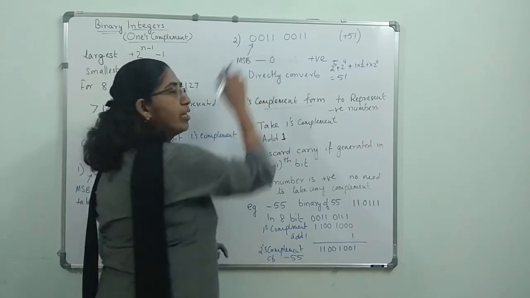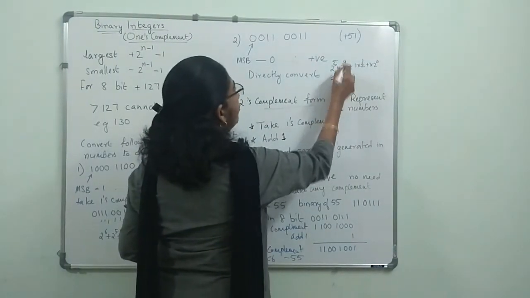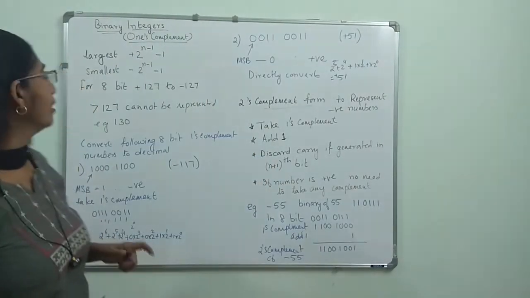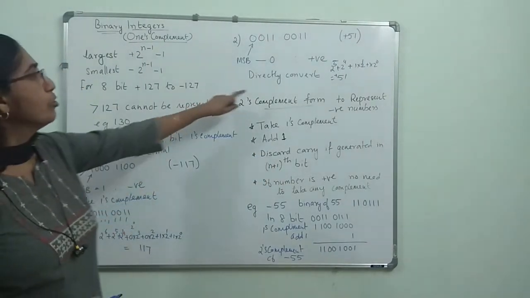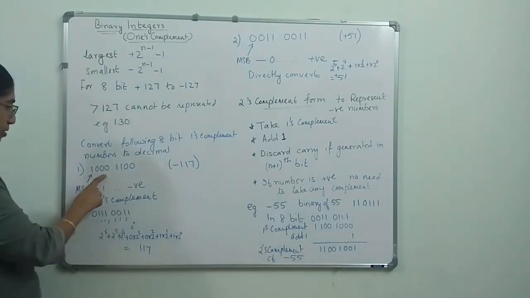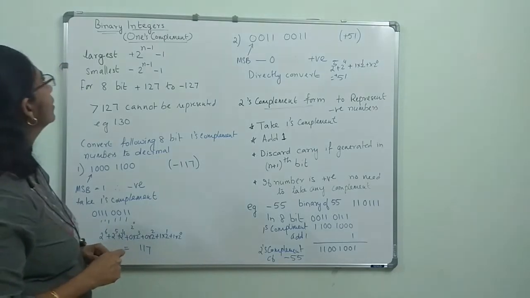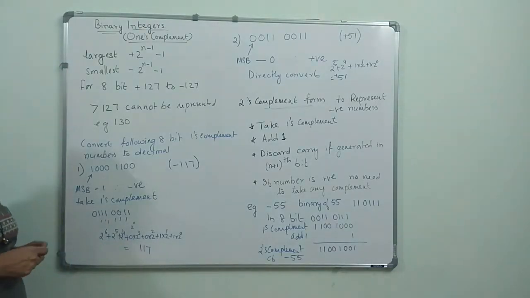The most significant bit is showing that it is a positive number. So your answer is plus 51. This is how you convert a ones complement form to the decimal form. Whether it is a negative number or a positive number, you can convert. Okay, I think it is clear how to convert.